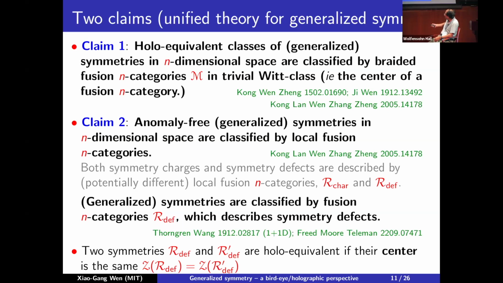In that case, we don't have to use this local condition. So any fusion n-category would describe a symmetry. This way, the fusion n-category of symmetry defect would classify the anomalous non-invertible symmetry. Okay, so that is the picture. Then there's this qualifier, local. What do you mean by local fusion n-category?